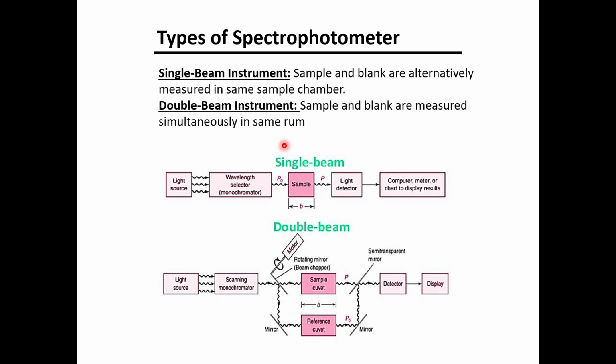While in a double beam instrument there are two separate chambers for the sample as well as the blank, and both are simultaneously measured. Different mirrors, driven by a motor, are used to disperse a certain wavelength of light on the reference cuvette as well as on the sample. So it is the blank and it is the sample. Both are automatically measured and then detected by a photodetector.